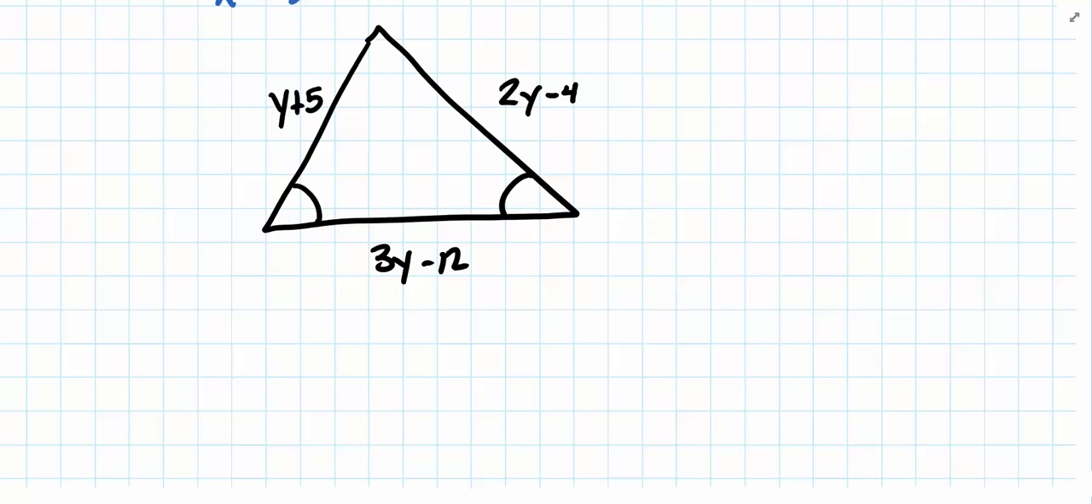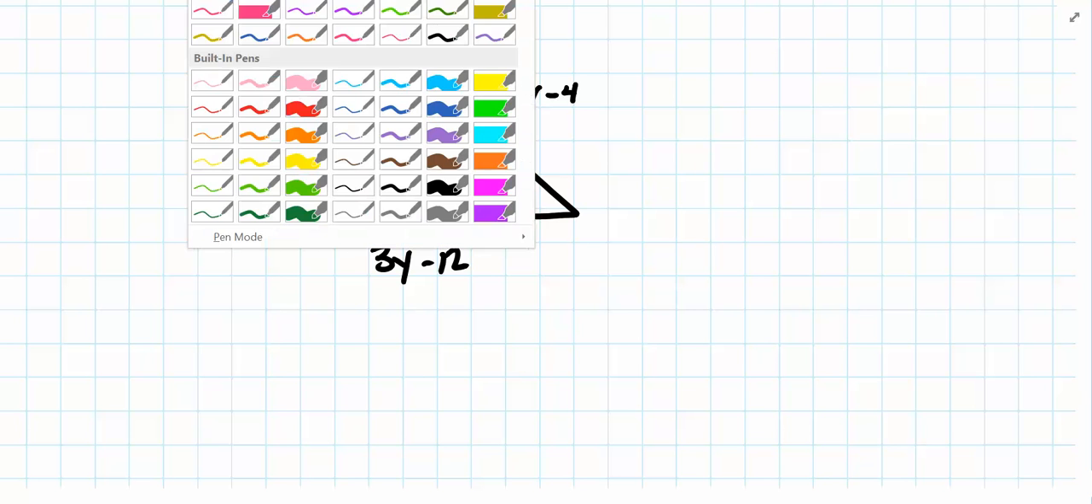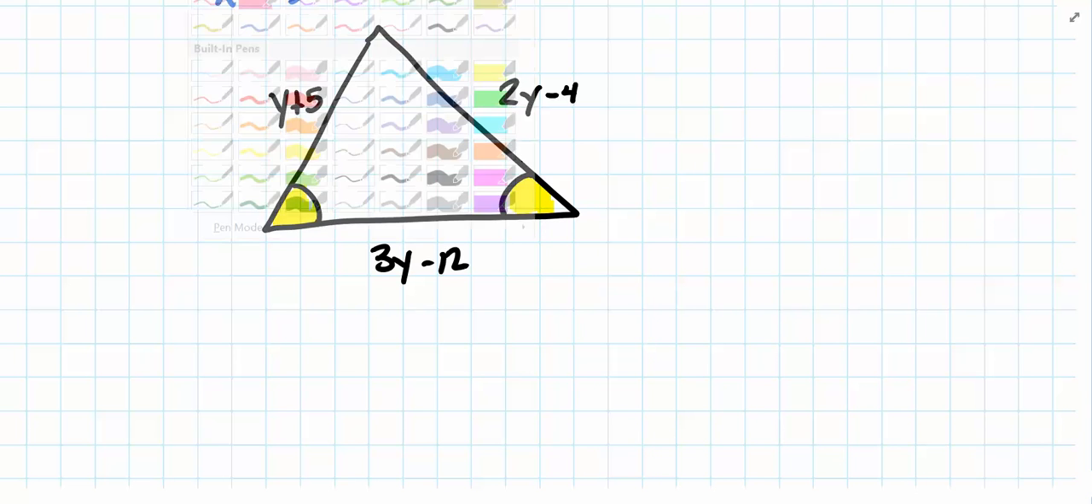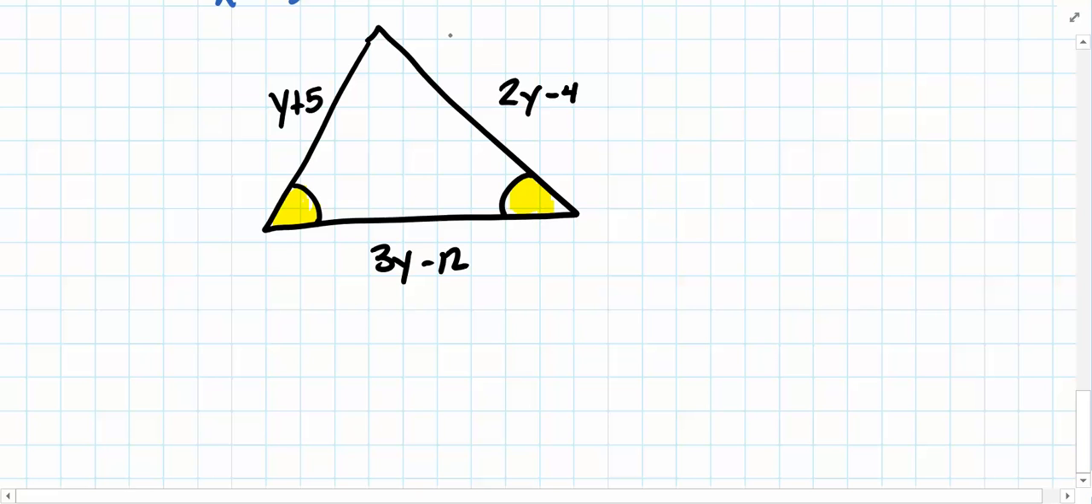Juliana, what do you think? Yeah, exactly. So these two angles are congruent. Is that true? Well, you do know that because of the isosceles triangle theorem. Are those two angles congruent? Yes. If those two angles are congruent, what must that side and that side be? Congruent. They must be equal to each other. That's what congruent means. So we must be able to say y plus 5 is equal to 2y minus 4. That's what we can say.